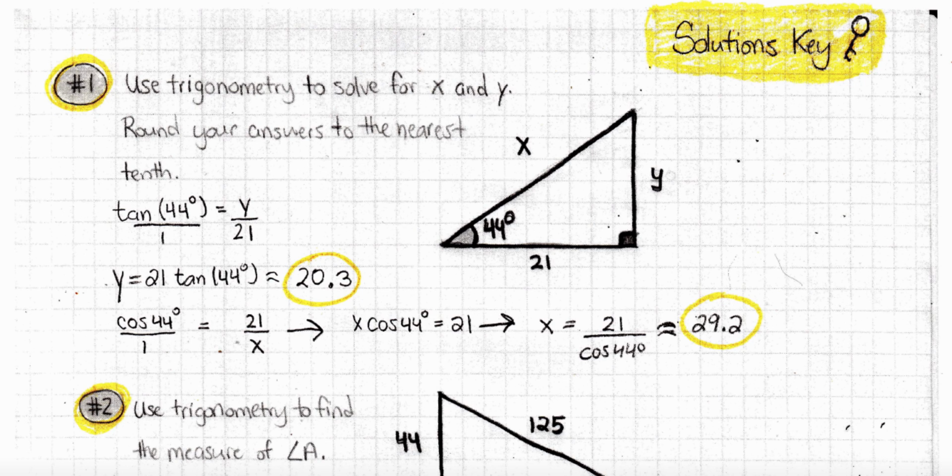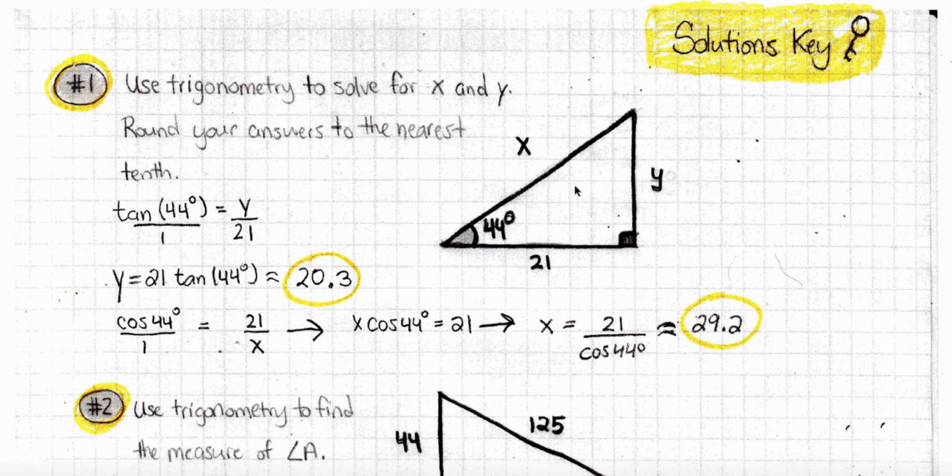Well, okay, in this video, let's go ahead and grade the assessment that you just did, and I'm going to try my best to explain why the answers are the way that they are. So for number one, use trigonometry to solve for x and y. Round your answers to the nearest tenth. For y, you should get 20.3, and for x, you should get 29.2.